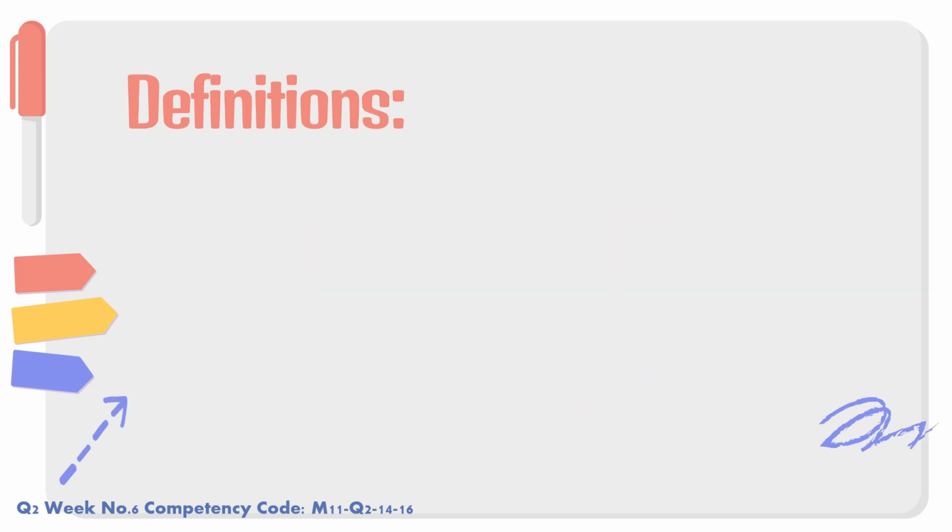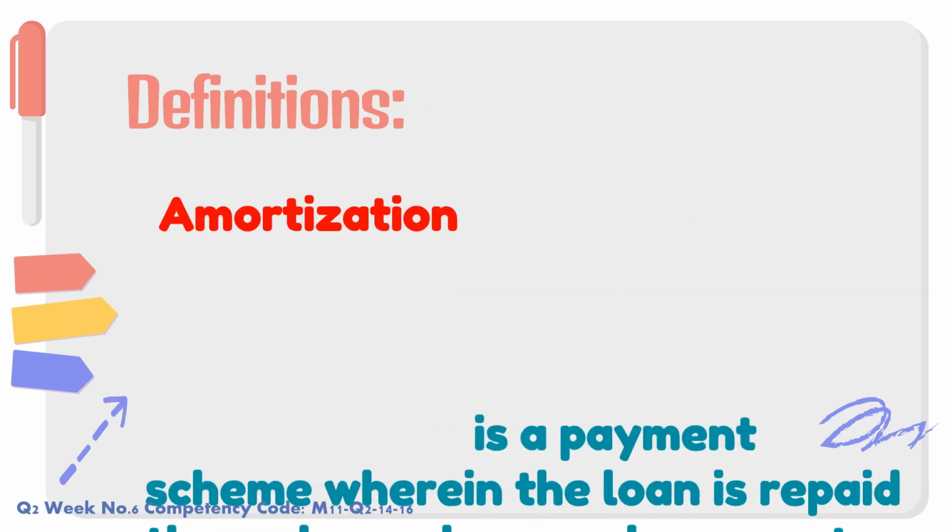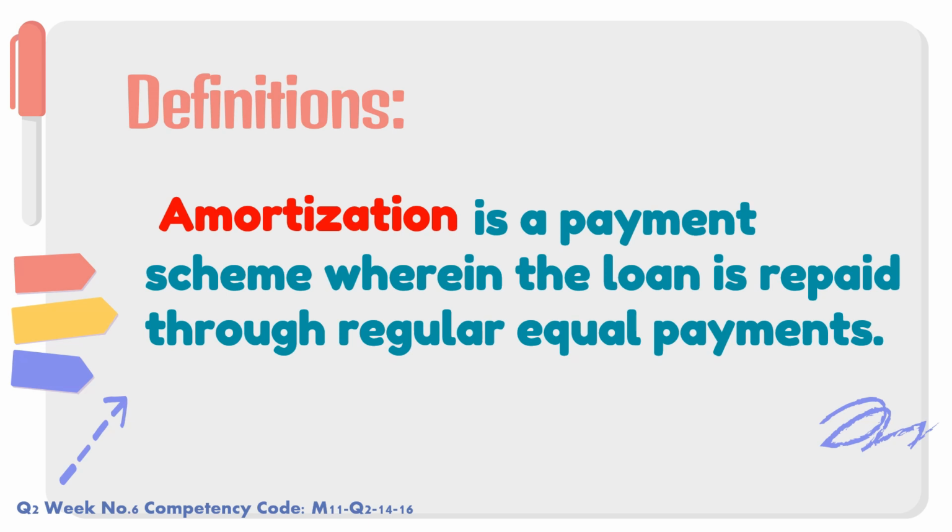For the other term, we have amortization. Amortization is a payment scheme wherein the loan is repaid through regular equal payments. Katulad ng utang sa Bombay, usually 'di ba araw-araw sila naniningil. Ang tawag dito ay daily amortization. Pag monthly naman kayo nagbabayad ng inyong utang, that is called monthly amortization. Depende sa mapagkasunduan ninyo ng pinag-utangan ninyo.